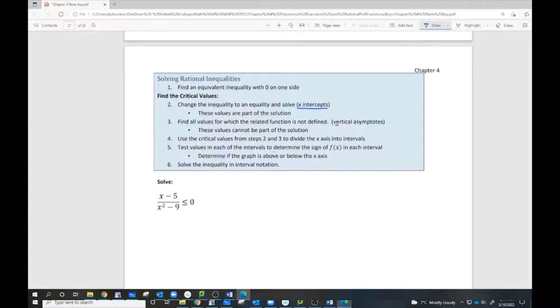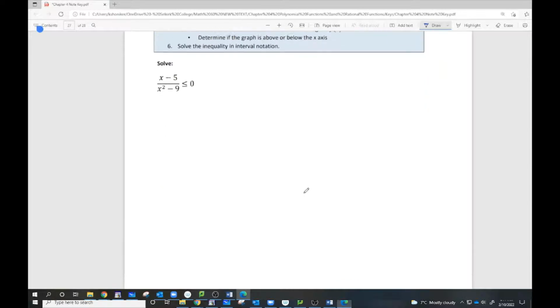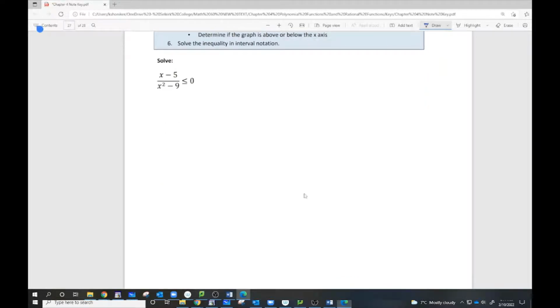I want you to find your vertical asymptotes. Then you're going to break up your x-axis into these critical values. Then you're going to test between those intervals, so between the critical values, to determine if you're above or below. And then you're going to solve your inequality. Sounds easy, right? So here we go.